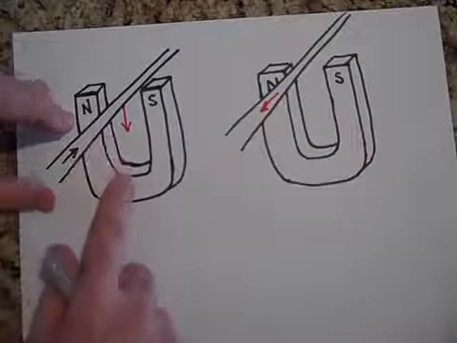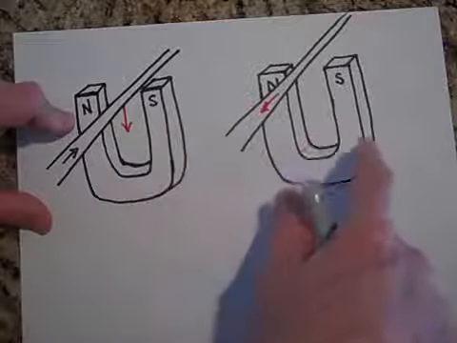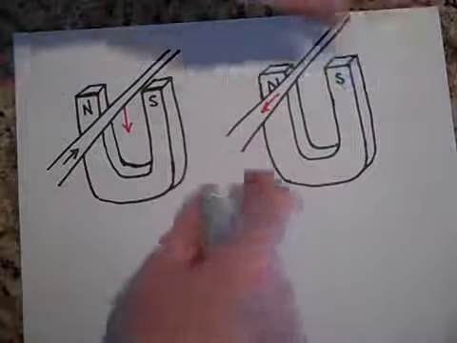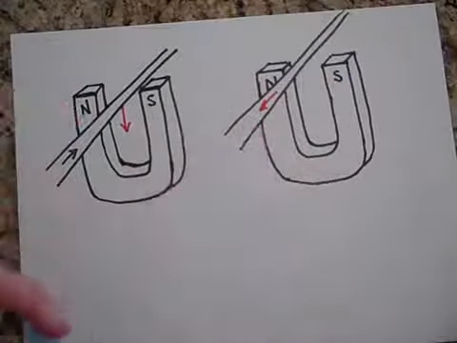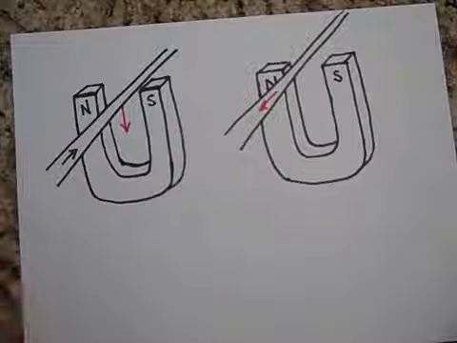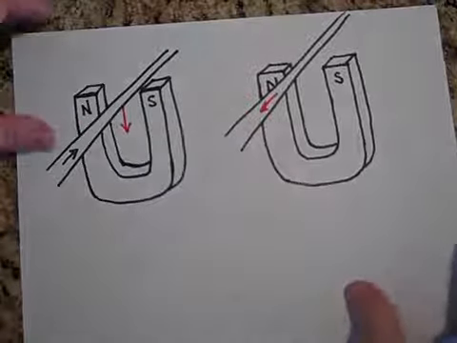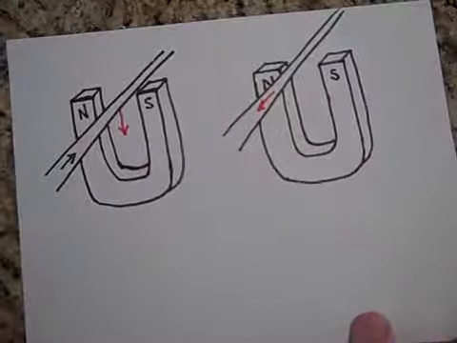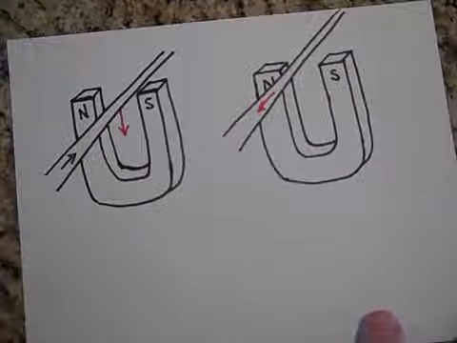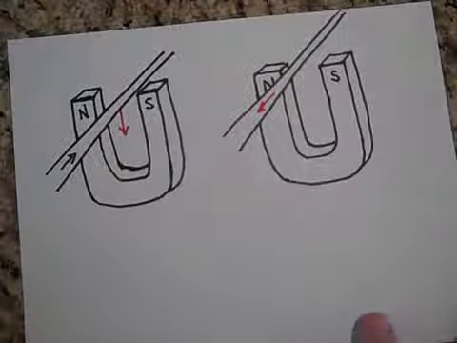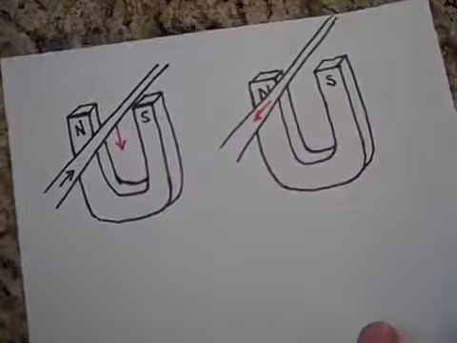Okay, so we took electrical energy and made it mechanical energy. It forced the wire down. And this way we took mechanical energy and made electrical energy. And that's kind of what Faraday's law is about. You can take in mechanical energy if you need to and make it into electrical.